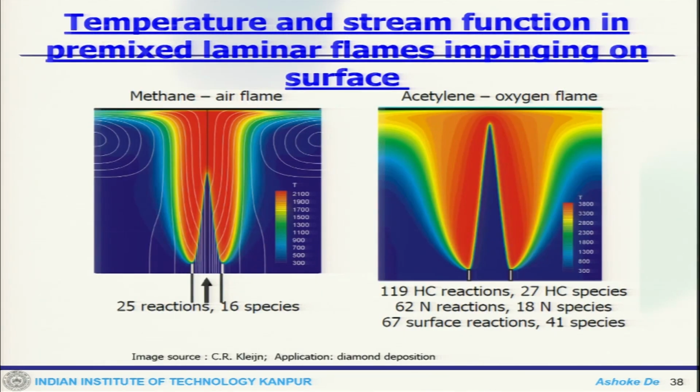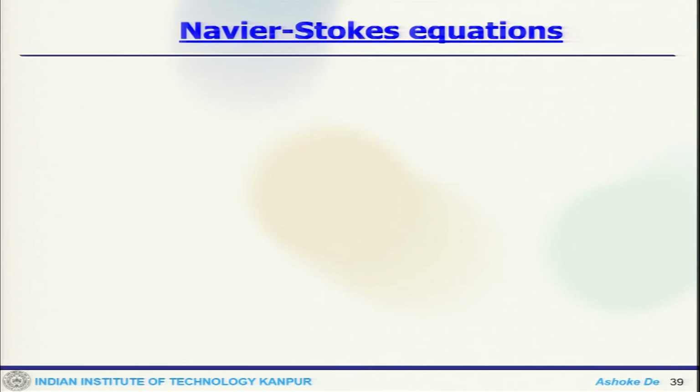So, we can see some examples where the temperature and the stream function in a premixed laminar flame impinging on a surface. This is a methane air flame with 25 reactions and 16 species. This is an acetylene oxygen flame with many reactions. So, depending on the situation, the flame shape and all these things change.